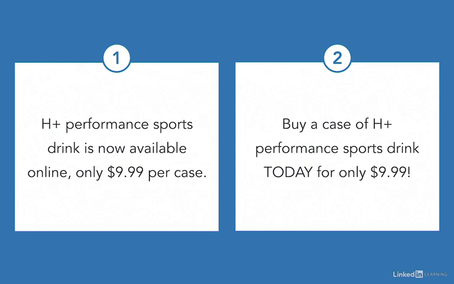The first one reads, "H+ performance sports drink is now available online, only $9.99 per case." The second, "Buy a case of H+ performance sport drink today for only $9.99." I would then have a Facebook buy now, purchase now, or shop now button on the ad itself. It's this action to buy now that influences the viewer. Secondly, highlighting any major benefits your product has over the competition will also greatly increase your engagement for your ad.